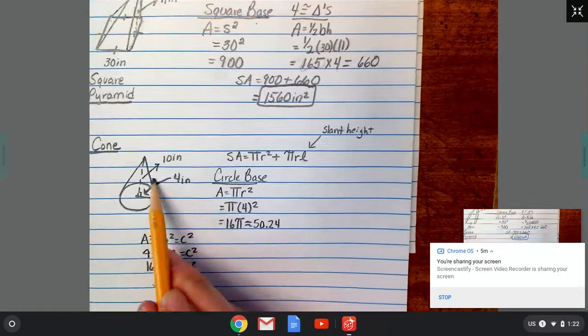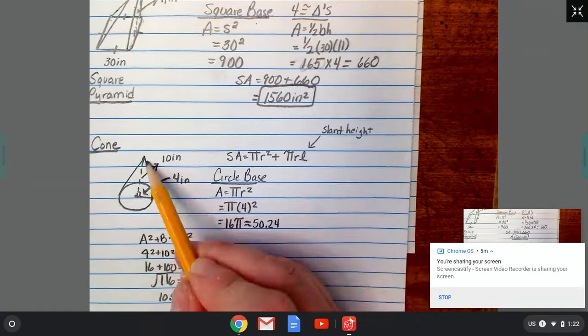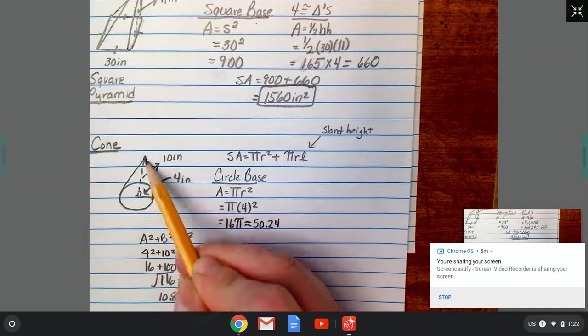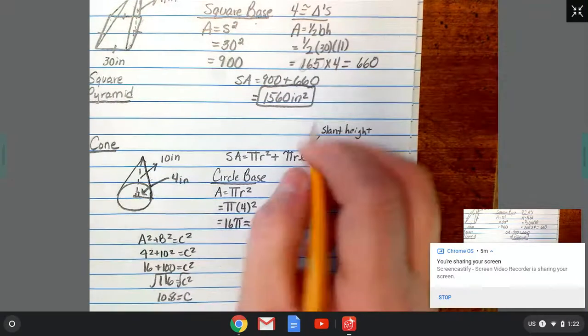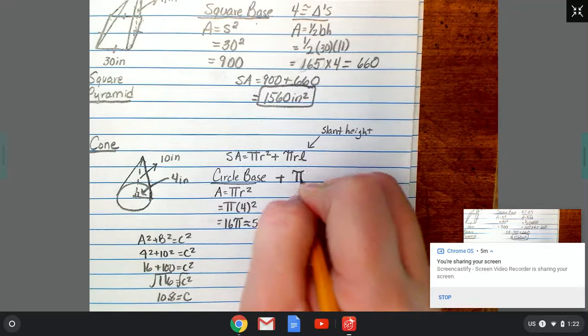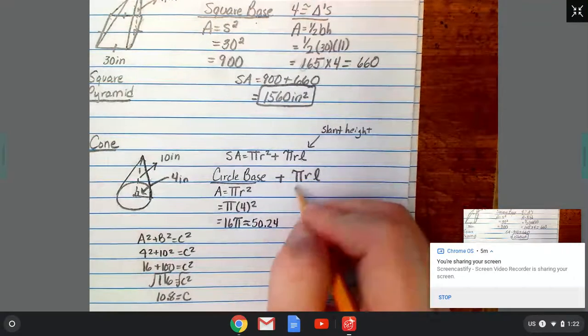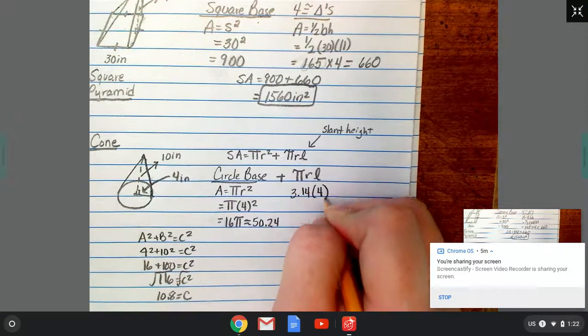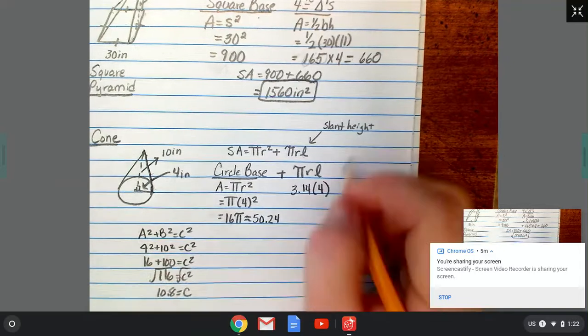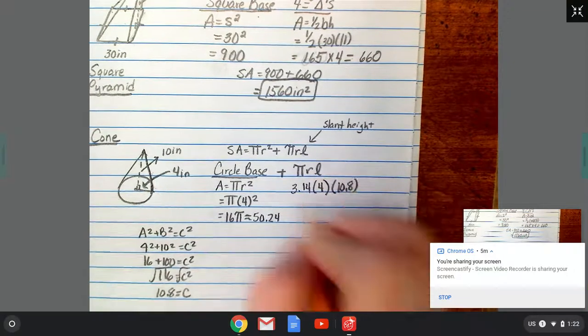Okay, so now we've got what they want, this slant height, which is this side of the triangle, the hypotenuse. So we're going to put 10.8 in for that. Okay, so we've got the circle base plus pi r L. So pi we know is 3.14, the radius was 4, and the slant height's what we just calculated, 10.8.